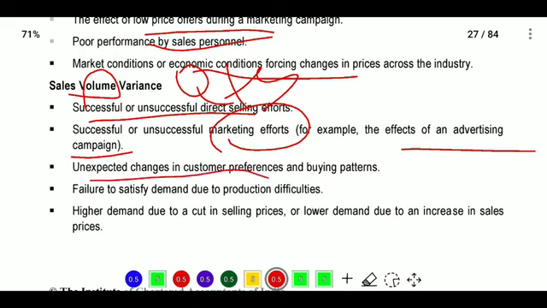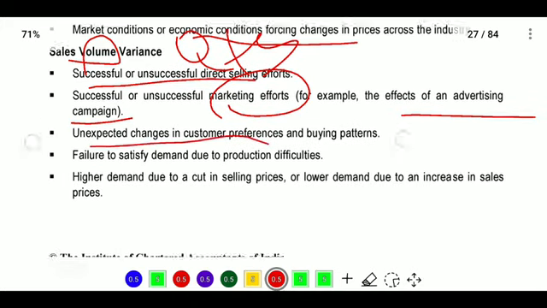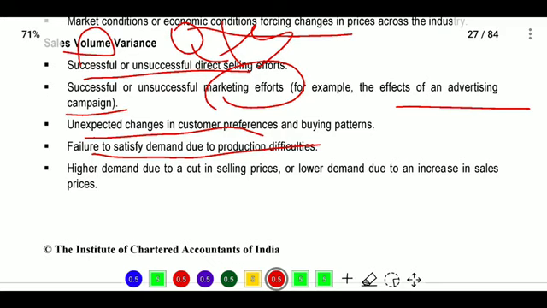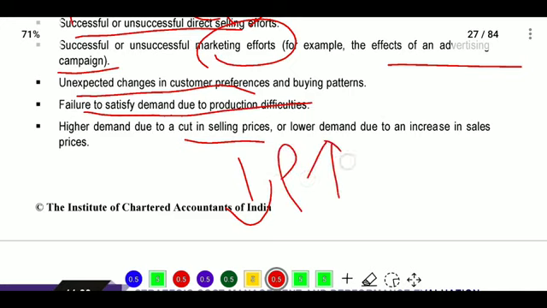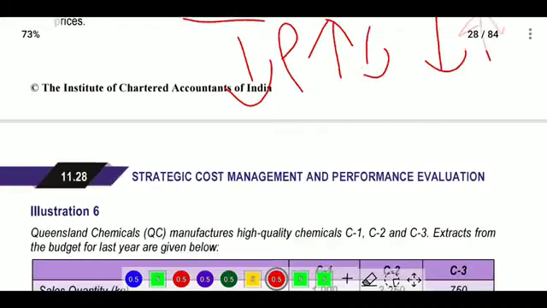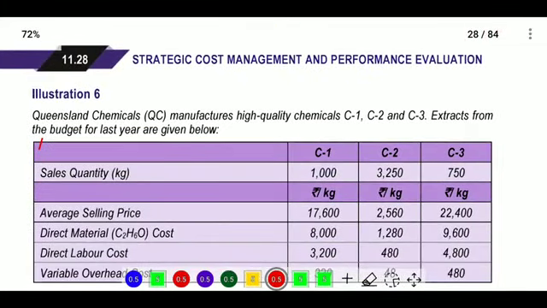Unexpected changes in customer preferences and buying patterns. Next, failure to satisfy demand due to production difficulties. Next, higher demand due to a cut in selling price. If your selling price is less, demand will be high, and lower demand when there is an increase in sales price. Next, illustration number 6. Illustration number 6 we will see in the next video.